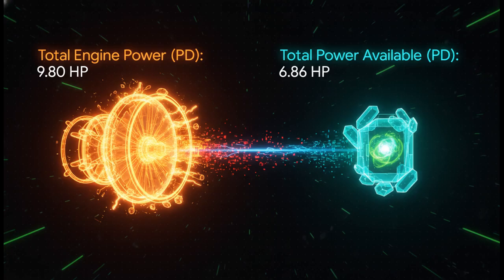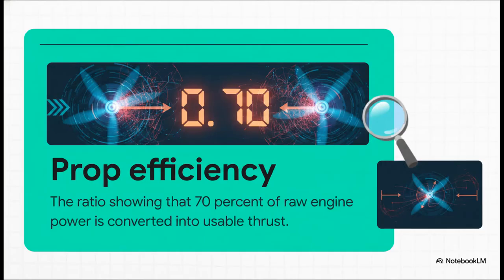On the left, we have a total engine power of 9.80 horsepower. But on the right, the total power actually available to the aircraft drops to just 6.86 horsepower. When you pit those against each other, it immediately begs the question, where in the world did that missing 2.94 horsepower go? Now, what's really interesting about this slide is it solves that exact mystery.